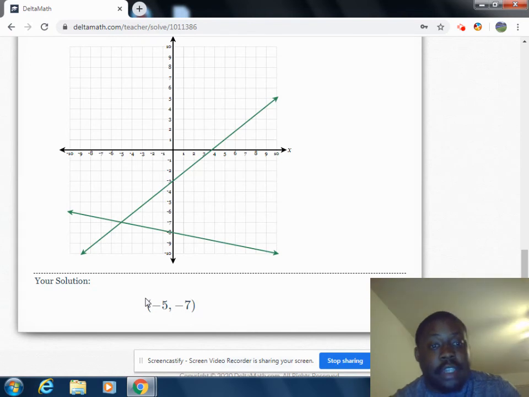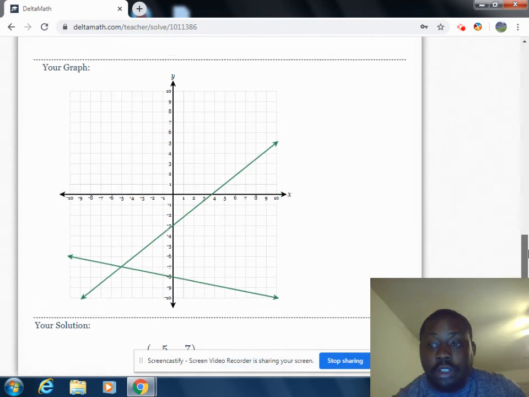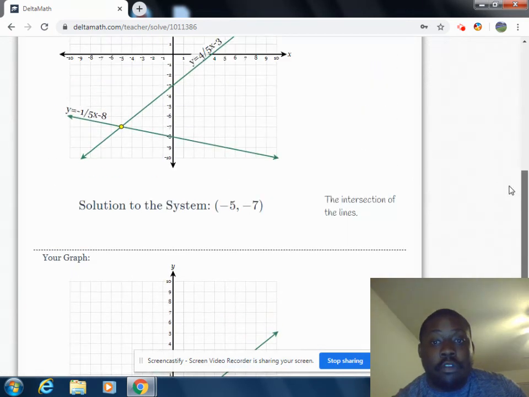That just means at that point where -5 is your x and -7 is your y is going to be a solution for both of your lines. That's all that means. Okay, you're looking for the solution for both lines where both of them are going to be equal.